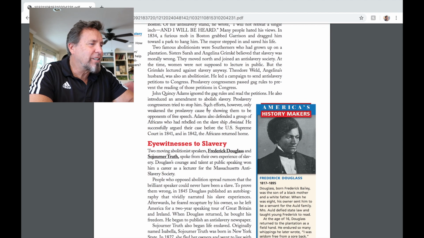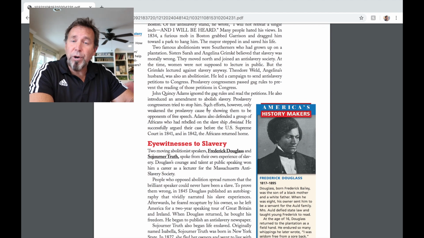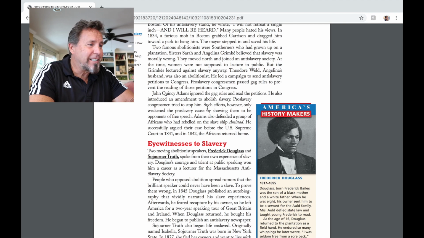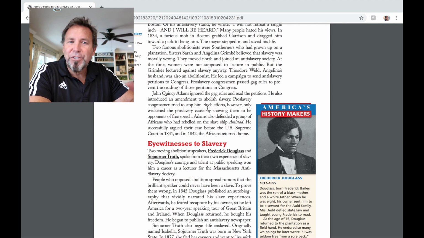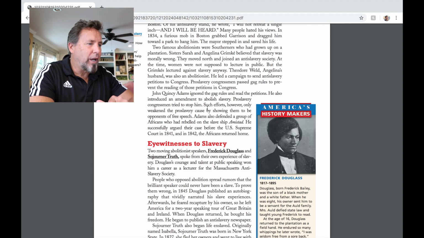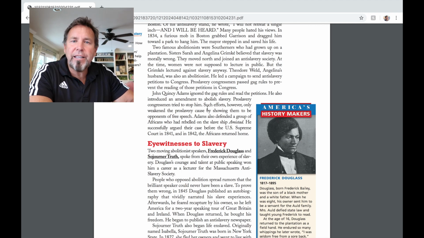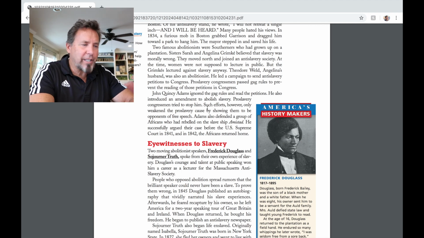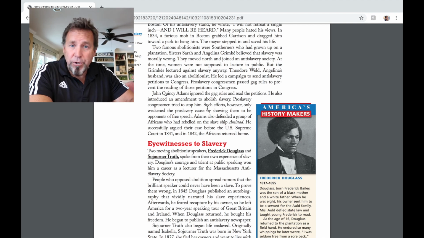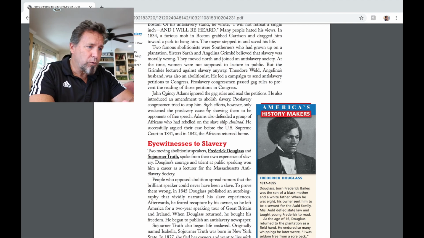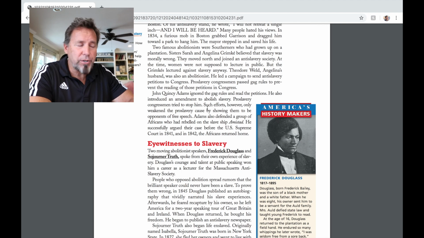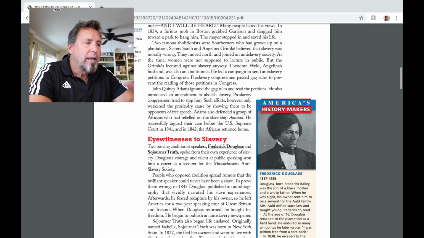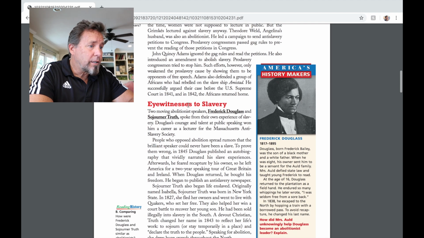In this section, it also talks about some Southerners who were abolitionists. Sarah and Angelina Grimke, who were born into a slaveholding family, recognized the inhumanity of slavery and worked in South Carolina to try to end slavery before they were forced to leave under threat of death. And they moved north and became writers and speakers against slavery. Theodore Weld, another one.